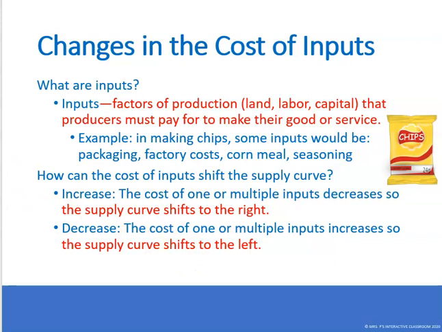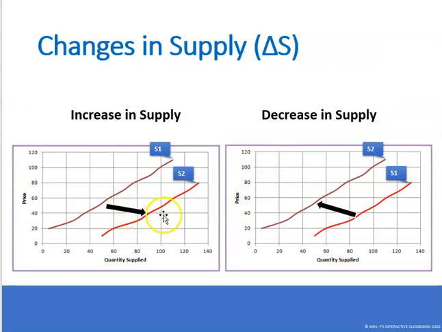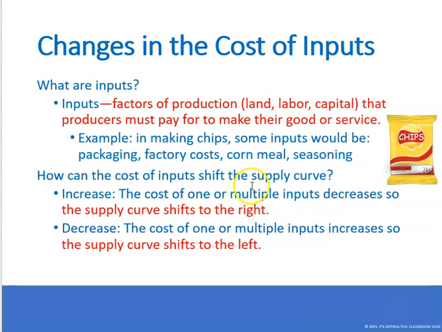Now remember we said that these variables, since they can change, would mean the entire curve itself would move to the right or the left, because it's not looking at just your fixed price. It's looking at how it would affect your entire supply. So if you had an increase in supply, your supply curve would shift to the right. If the cost of one or multiple inputs increases, the supply curve will shift to the left.